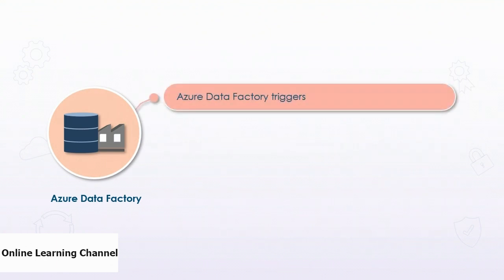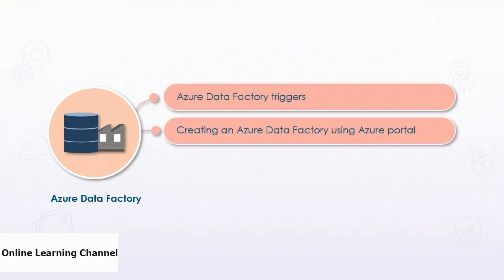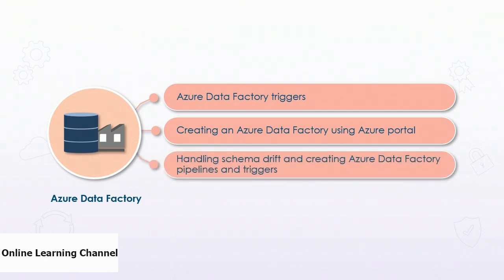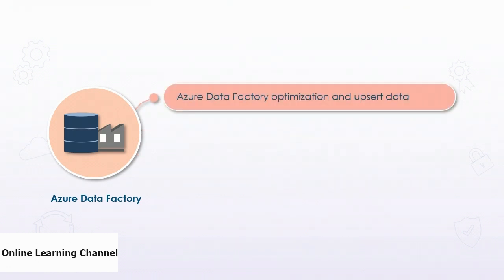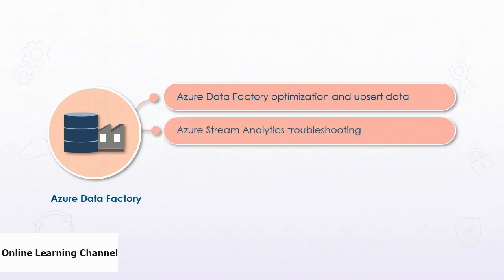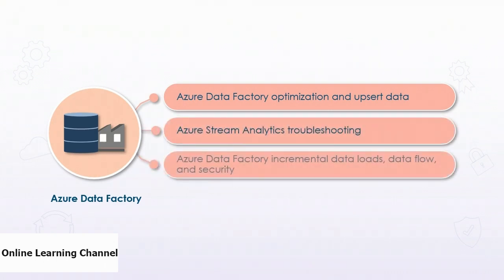So in this course, we've examined how to describe the features and purpose of Azure Data Factory and features such as the Integration Runtime Service, linked services and datasets, pipelines and activities, and triggers. We did this by exploring Azure Data Factory triggers, creating an Azure Data Factory using the Azure Portal, handling schema drift and creating Data Factory pipelines and triggers, Data Factory optimization and upsert data, Azure Stream Analytics troubleshooting, and Azure Data Factory incremental data loads, data flow, and security.